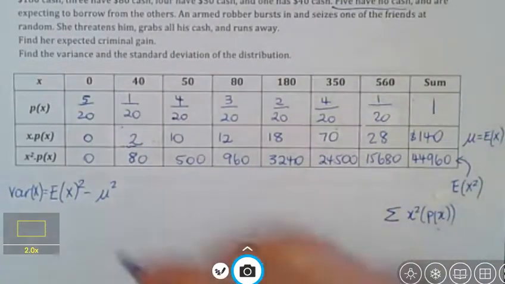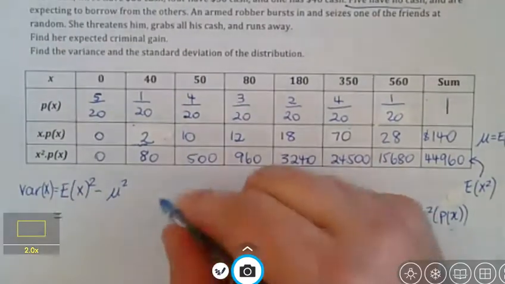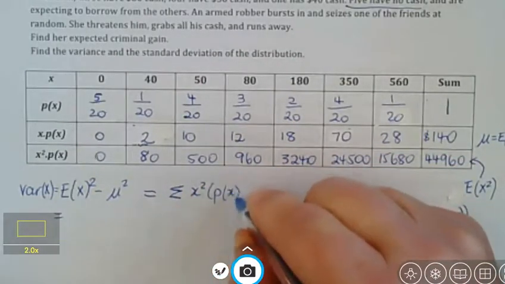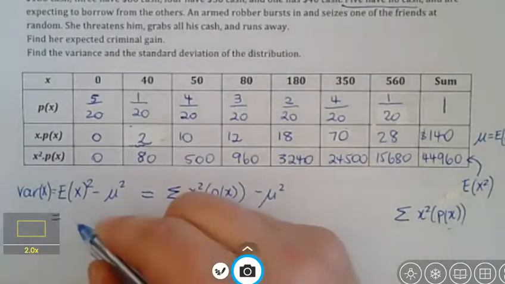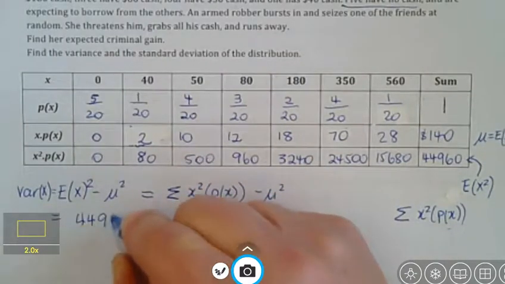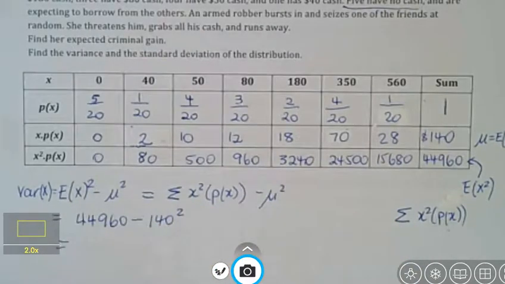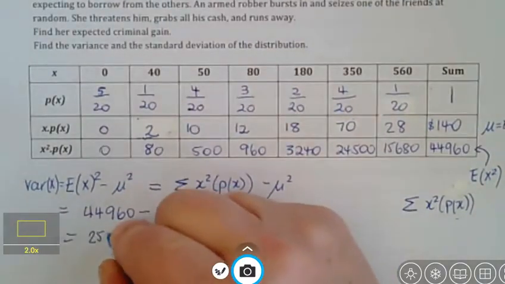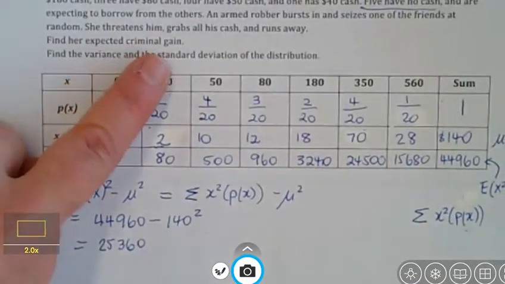Now what do I do? So I use my formula, which is expected value of x squared minus mu squared, or it could have been written as the sum of the x squared p(x)'s, that is the same as that, minus the mu squared. So what do we get? 44,960 minus 140 squared. And what do you get? 25,360. Now it's saying find the variance, which we've just found, and the standard deviation.